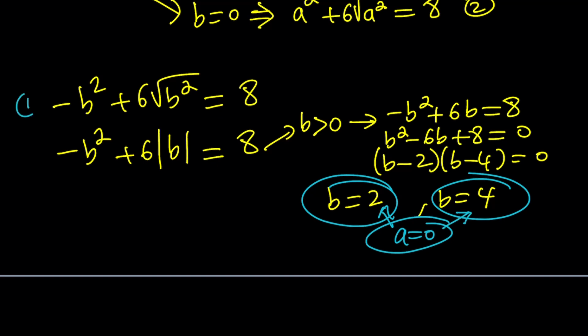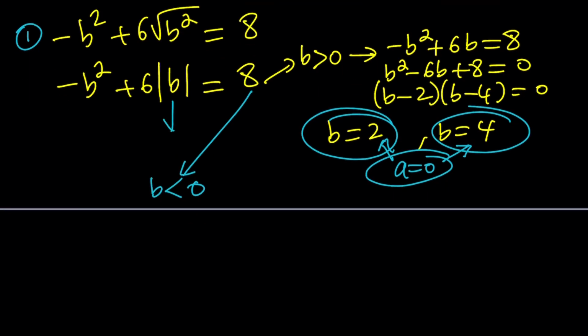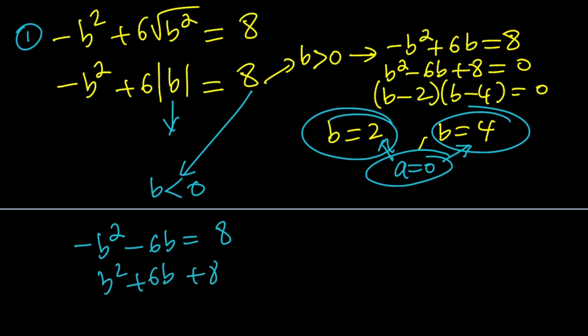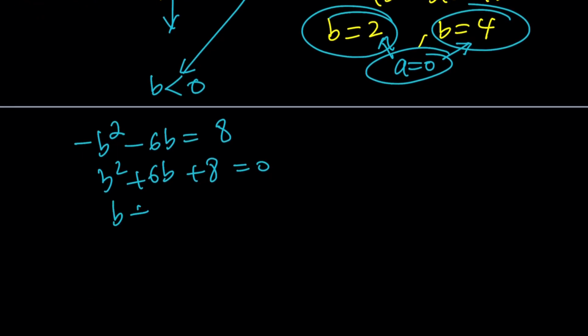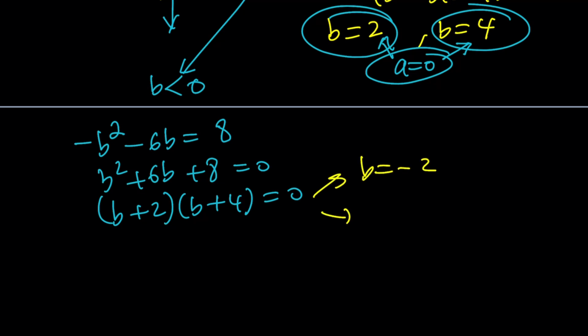Let's go ahead and consider the second equation. Well, actually, before we get into the second equation, I'm sorry, I still have to do 1b, which is basically the second branch from here, which is b is less than 0. If b is less than 0, this is going to turn into negative b squared minus 6b equals 8. If you put everything on the same side, you get b squared plus 6b plus 8 equals 0. Again, this is factorable: (b plus 2)(b plus 4) equals 0. From here, we get two solutions, and they're both good because they are both negative.